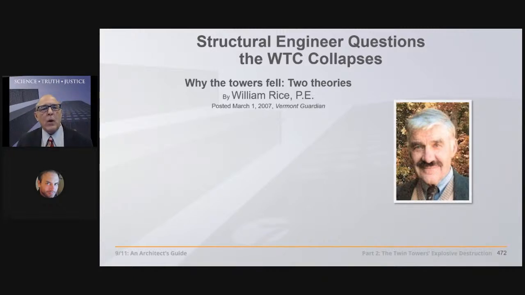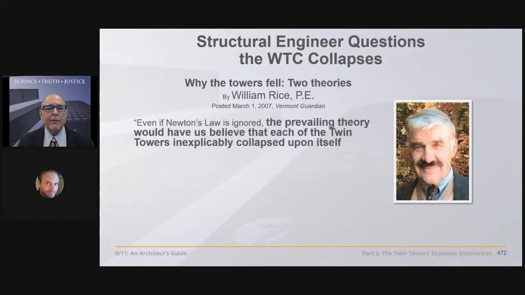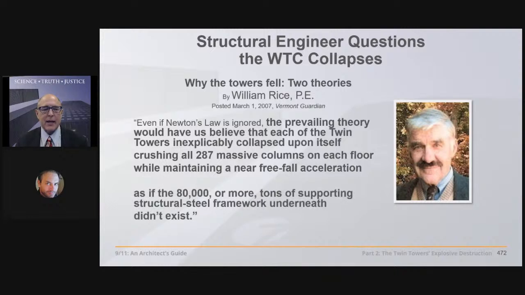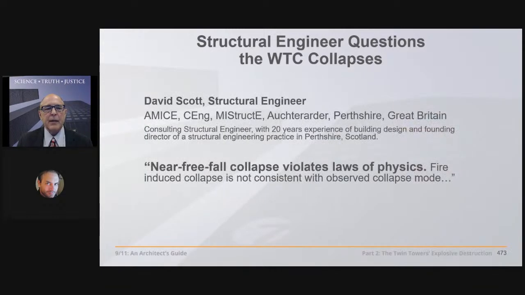In the meantime, experts agree, at least 100 structural engineers and hundreds, thousands of other architects and engineers. This structural engineer says, why? He says the prevailing theory would have us believe that each of the Twin Towers inexplicably collapsed upon itself while crushing all 287 massive core columns on each floor while maintaining a near free fall acceleration, as if the 80,000 or more tons of supporting structure underneath didn't even exist.